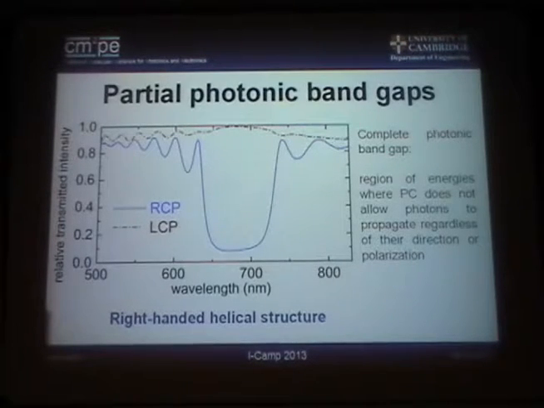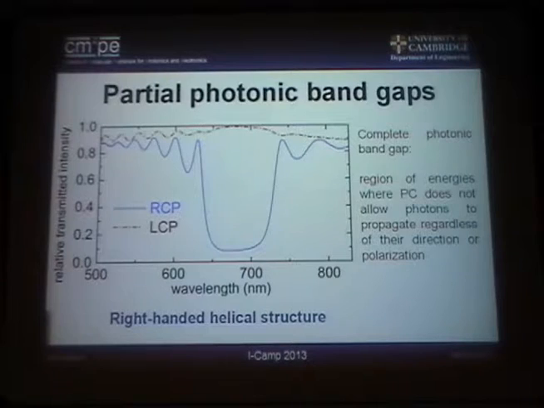There is a caveat, however, and that is that these aren't complete photonic band gaps in the strictest sense of the word. A complete photonic band gap is something where there's a region of energies where the photonic structure itself restricts the propagation of electromagnetic waves, regardless of their frequencies and their polarization. And that's not true for the crystal structures because they're actually only partial photonic band gaps.